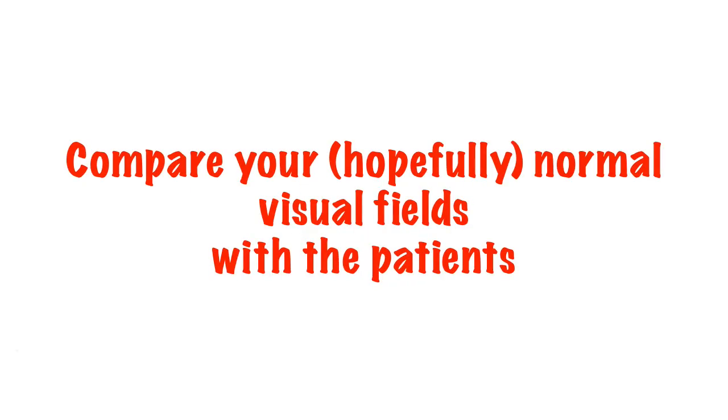Next, ask the patient to cover their left eye with the palm of their left hand. If the fingers are used instead, this can press on the eye and blur the vision when the left eye comes to be tested. You need to do the same unless you can comfortably close your left eye. Remember, you're trying to compare your own visual field with your patient's, assuming of course yours is normal.